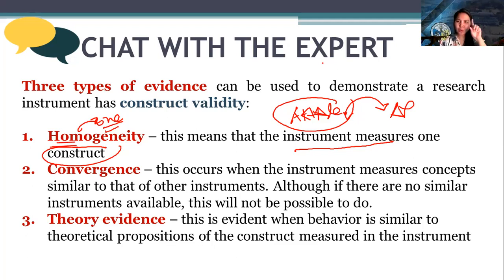Questions 1 and 2 can talk about attitude. But question number 3 is on the sense of belongingness in a math class, which is not an item for attitude towards math. So we see that when we have the instrument, there is homogeneity. The second one is convergence. In convergence, it occurs when the instrument measures concepts similar to that of other instruments.